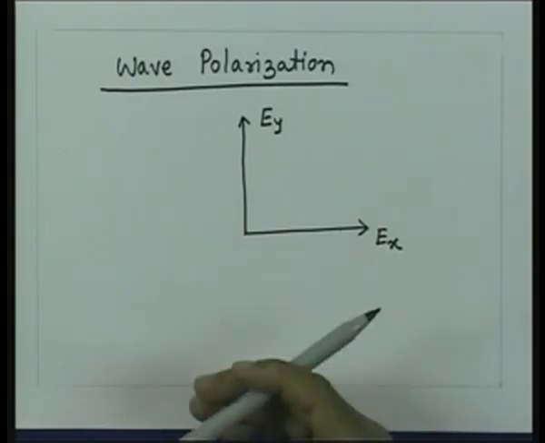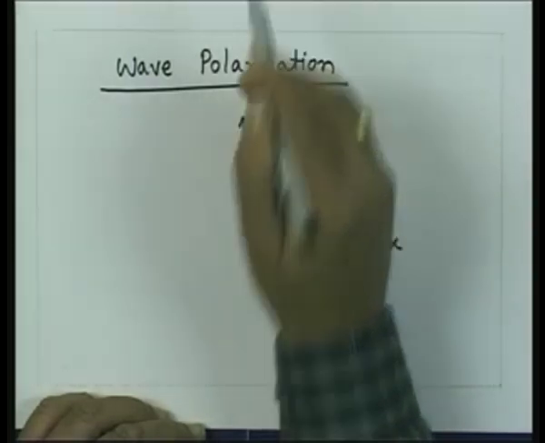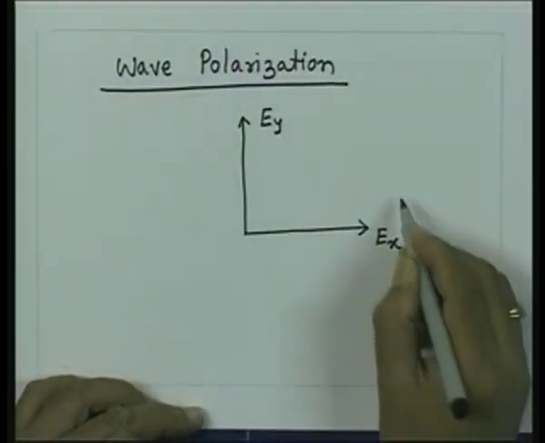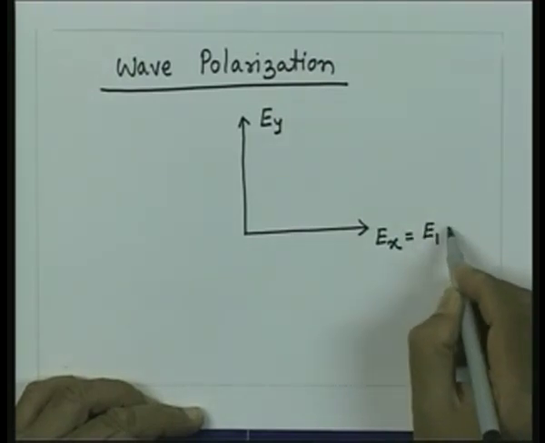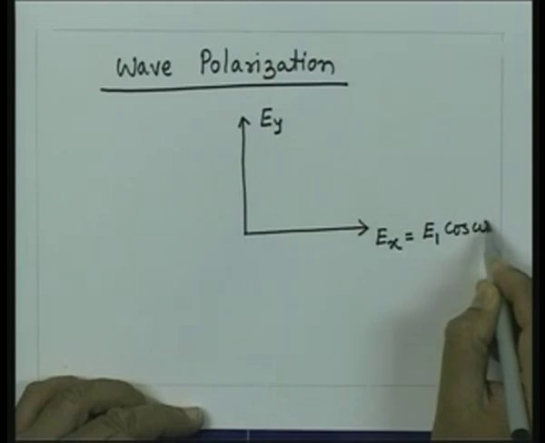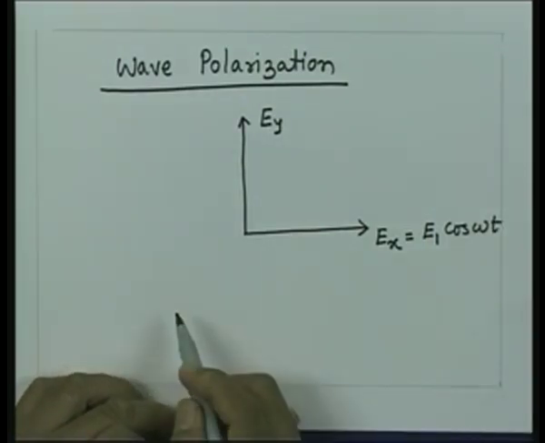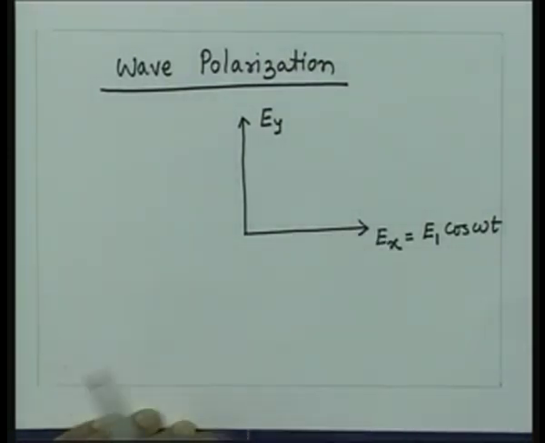So, conversely, I can say that any arbitrary wave I can generate by having two sinusoidally varying electric fields, one oriented in x direction, one oriented in y direction. So, let us say I have this one which is given as some E1 cosine of omega t, and omega is the angular frequency. So, this wave oscillates like this.